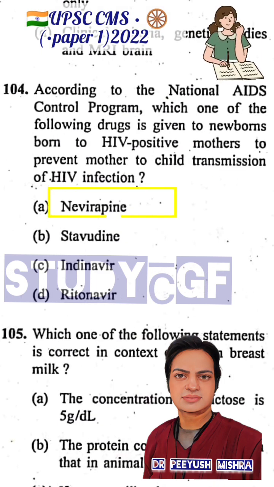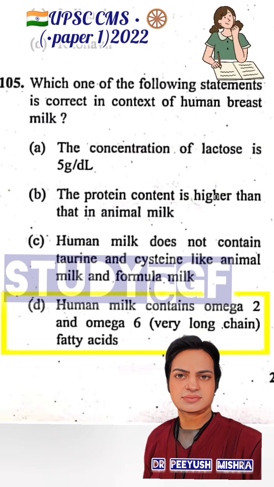According to National AIDS Control Program, which one of the following drugs is given to newborns born to HIV positive mothers to prevent mother to child transmission of HIV infection? Nevirapine. Which one of the following statements is correct in context to human breast milk? Human milk contains omega-3 and omega-6 very long chain fatty acids.